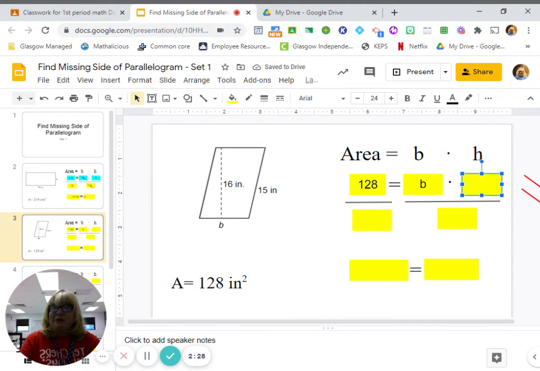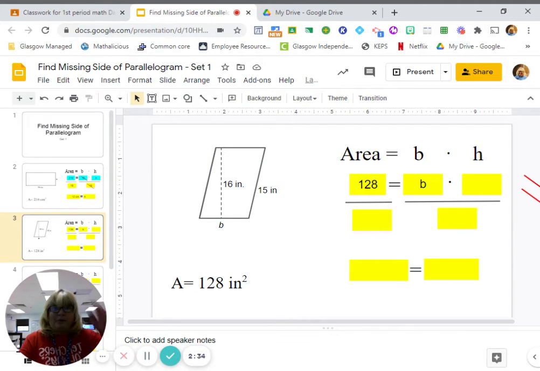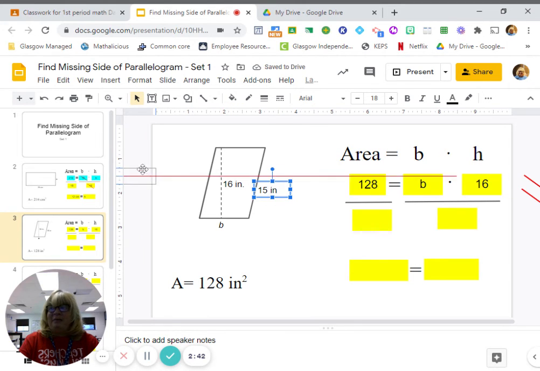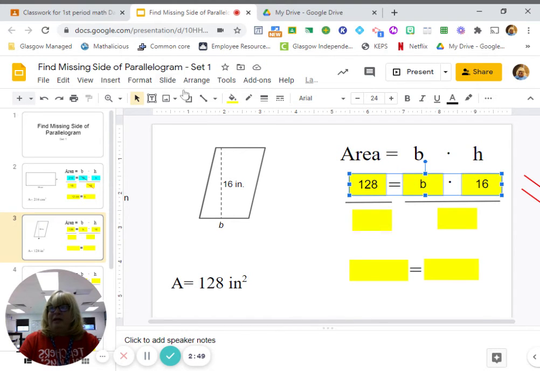Now this is where Miss Pendleton's trying to be tricky. Which one's my height? The 16 inches or the 15 inches? Which one's the height? Remember, height has to be straight up and down. So the 16 inches is my height. This 15 inches is TMI. I don't even need it. Okay? So now look at my equation that I made.